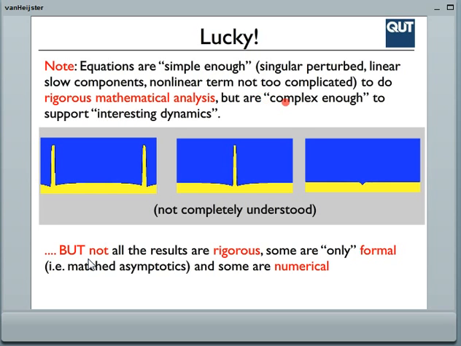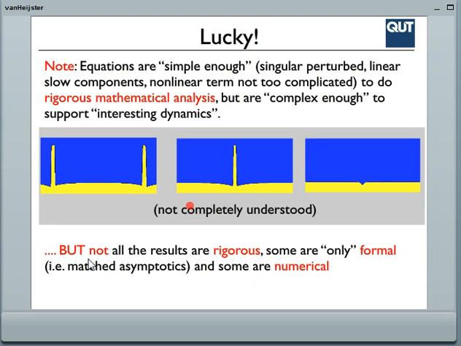And also, the equation is still complex enough to see what I would call interesting dynamics. So the equations are easy enough to study, but they are still complex enough to be interesting. However, not all the results I present today are rigorous. Some are only formal, which means that you ignore, let's say, the higher order terms.